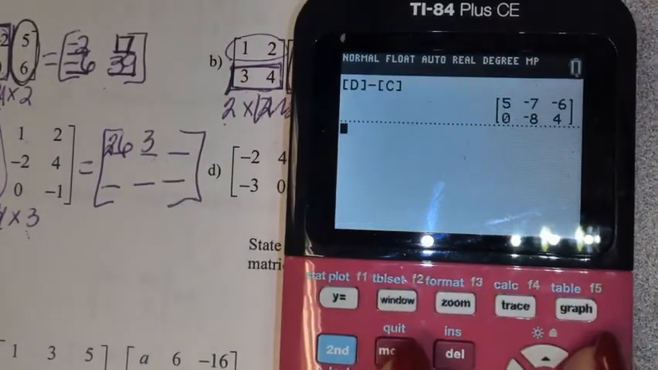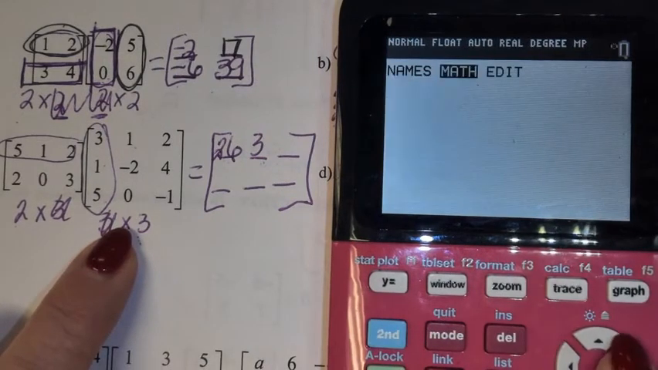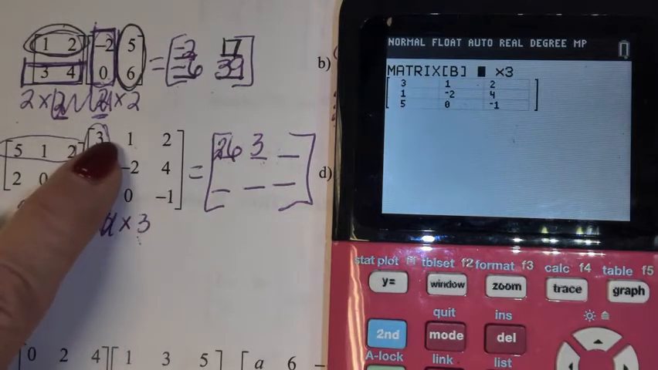Okay, and now we're going to put in that second matrix. Now I have to put that one in a different spot. I can't use matrix A again. So I'll have to go over Edit, go down to matrix B. This is a 3 by 3 matrix.